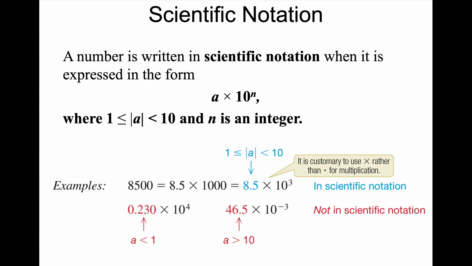Now, what does it mean when I say a decimal point right after? In scientific notation, we can only have one number in front of the decimal, and we can have however many numbers behind it. If you look at the two examples here, the 8.5 and the 46.5, 46.5 is not in scientific notation because there's more than one number in front of the decimal. Over here, the 0.230 is not in scientific notation because we still have to have a number in front. So instead of writing 0.23 times 10 to the fourth, we want to write it as 2.30 times 10 to the third. It's really important to mind that in the lab because it will mark you wrong.